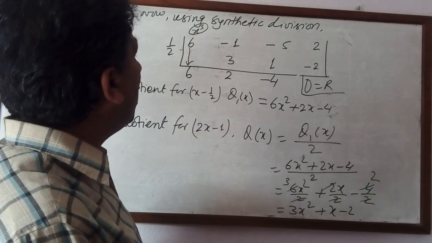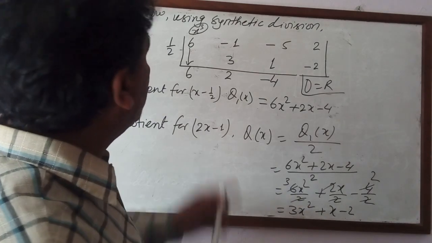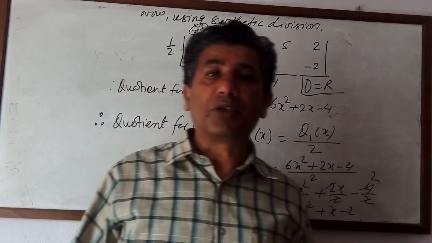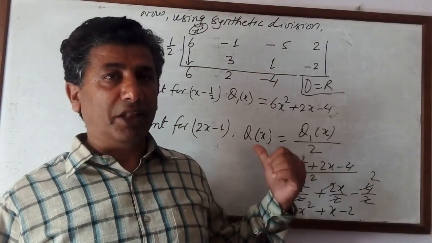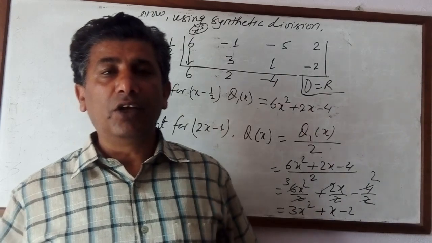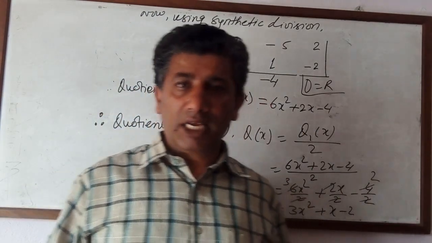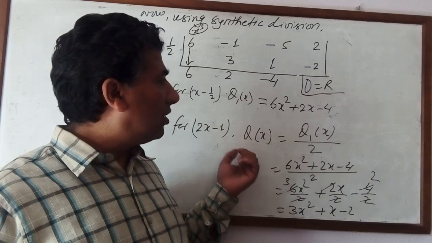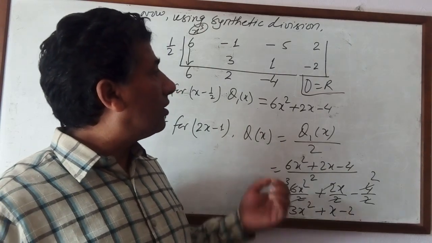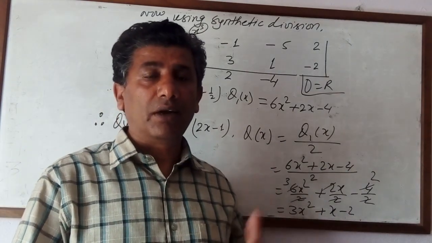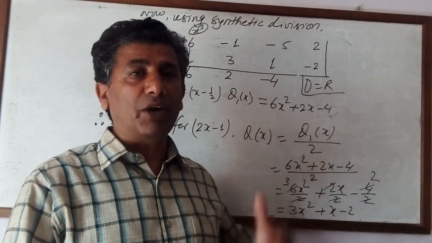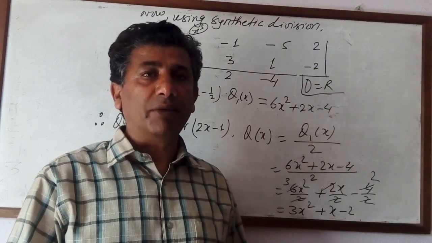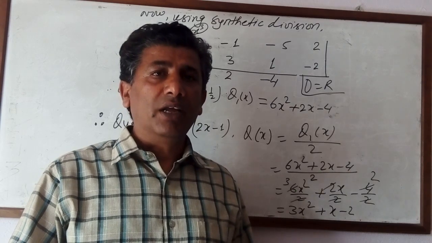In this way we can use synthetic division to find the quotient. Synthetic division gives the quotient also. I taught the method. If there is any problem, you can contact me and I'll explain. After this, do it by yourself. You can do the same question 2 times, 3 times, then it will be clear.